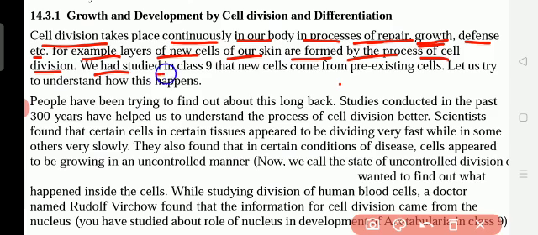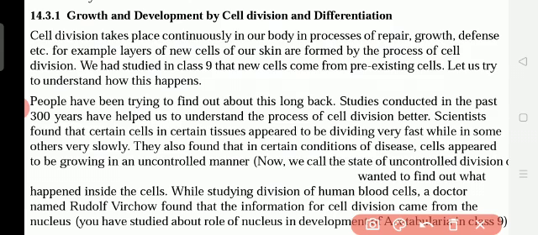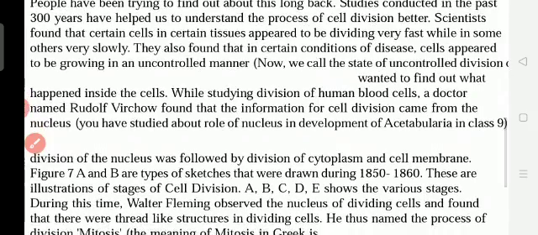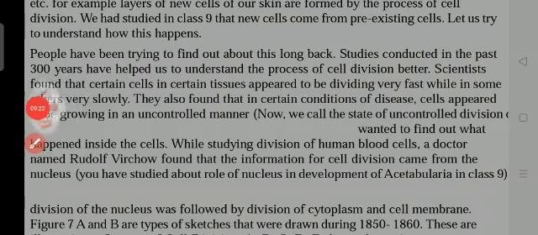And we had studied in class 9th that new cells come from pre-existing cells. Underline this point. New cells come from pre-existing cells. Existing means living cell. From the old living cell, new cells come. So let us try to understand how this happens, how the division takes place. Now we try to understand.